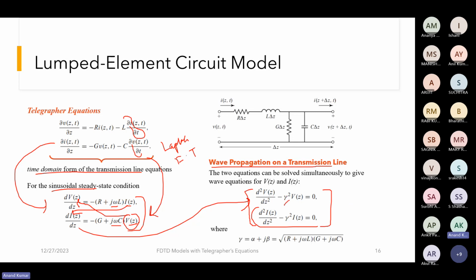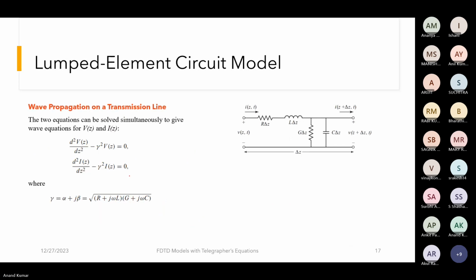Now over here, this gamma is the complex propagation constant. We write it as alpha plus j beta, which is given by this term over here. So alpha is the attenuation constant, and beta is the propagation constant. And you can see this complex propagation constant is a function of the RLGC values and the frequency.